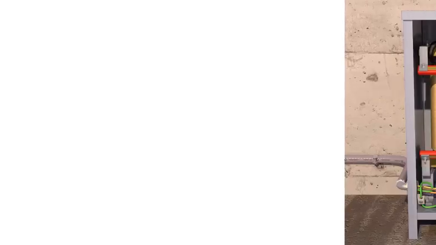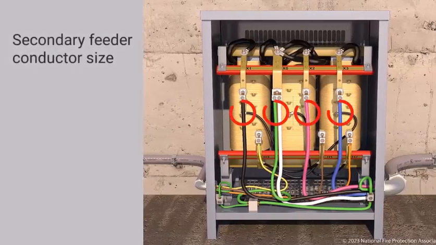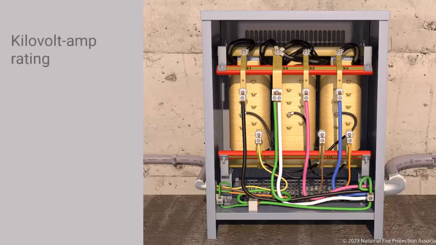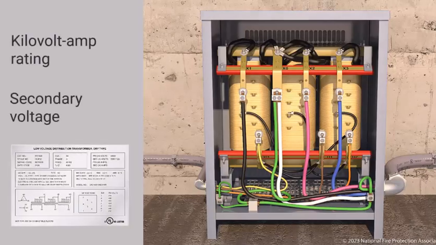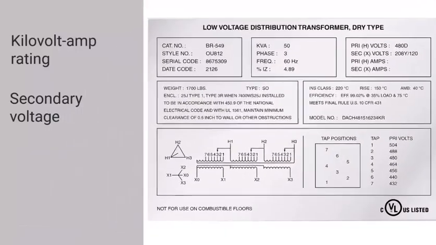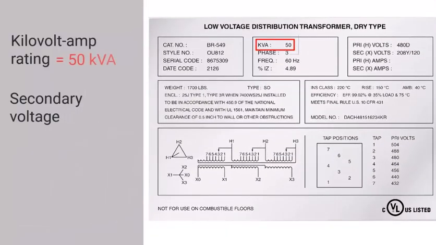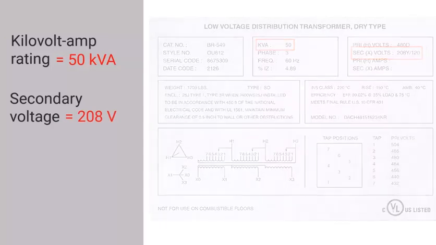To determine the secondary feeder conductor size, we'll use Watt's law to calculate the ampacity of the transformer's secondary side feeder. To do this, we'll need the transformer's kilovolt amp rating and secondary voltage, which are found on its nameplate. We see that the rating is 50 kilovolt amps, and that the secondary three-phase voltage, phase-to-phase, is 208 volts. These are the values we'll be using in our calculation.